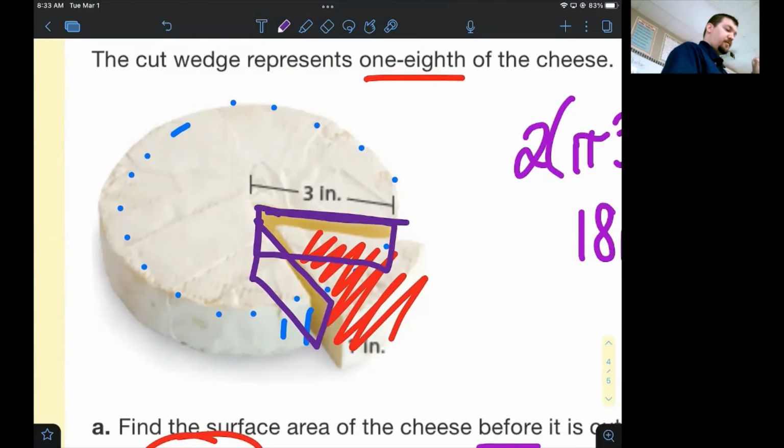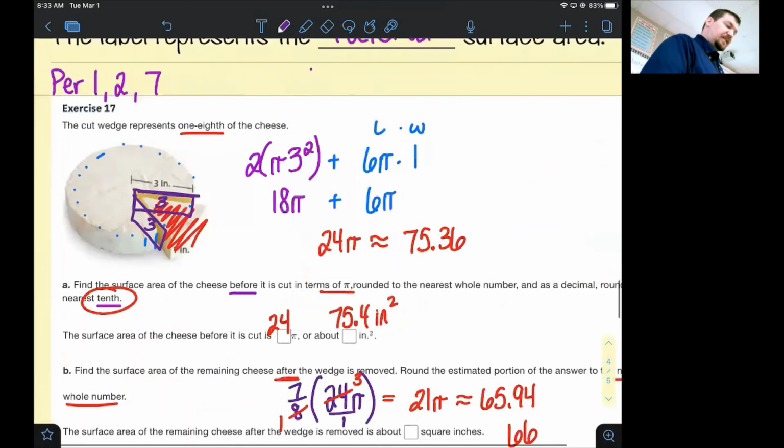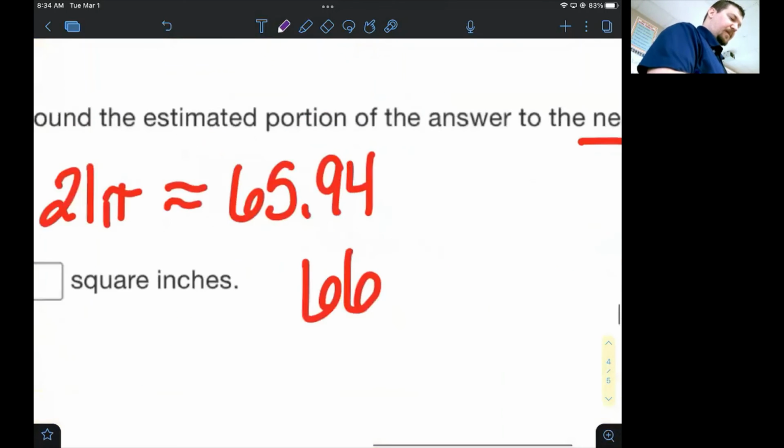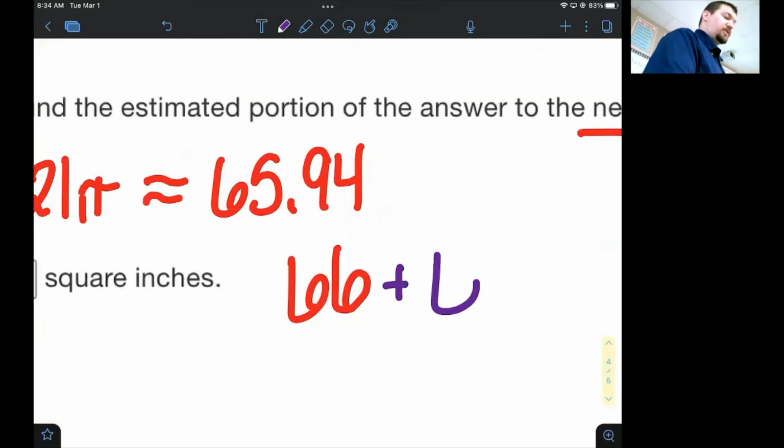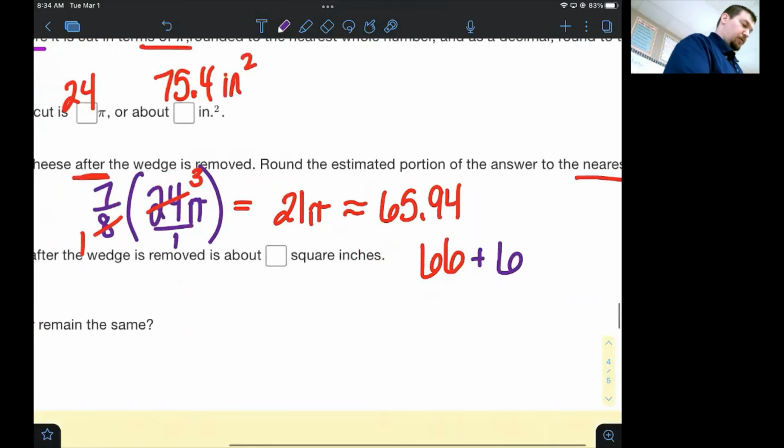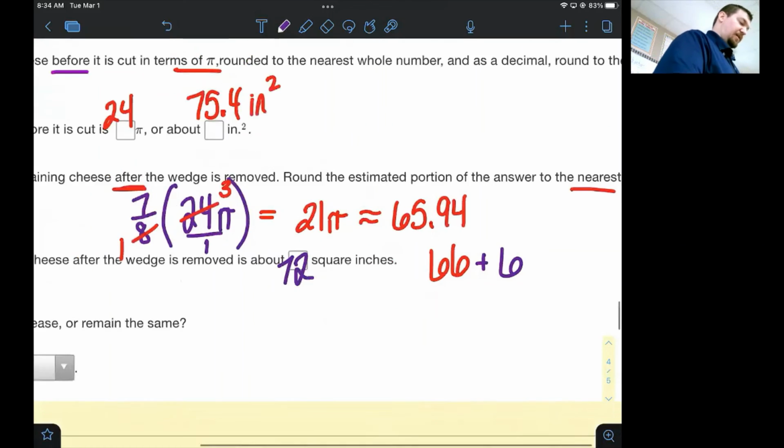So what's 3 times 1? 3. So that rectangle is 3. And that rectangle is 3. So take our answer of 66 and add 3 and 3, or 6 more, to it. And that gives you a final surface area rounded to what? What's 66 plus 6? 72. So it's about 72 square inches.